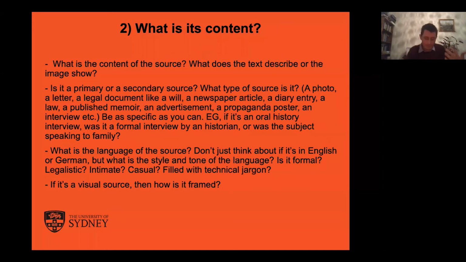So then your next thing is, what is the source's content? And this is the really big one. So you're looking at, what does the text of the source describe? What does the image show? What is going on in this source? And also thinking about the kind of source it is. And by this, I don't just mean, is it a primary or secondary source? You need to be as specific as you can.